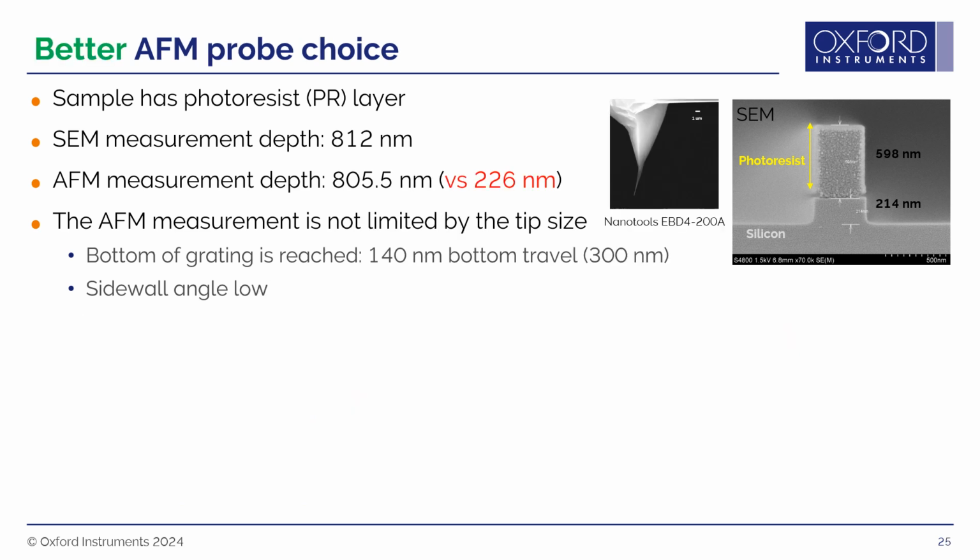The same sample was then imaged using a high aspect ratio probe from Nano tools called EBD4-200A. These probes are specifically made so that the tip is sharp and the half cone angle is small. The tip is also a pyramid, as you can see here in this SEM image, but there is a sharp 4 micron spike at the end of it so that the tip looks more like a needle, which allows for the characterization of narrow, deep trenches.